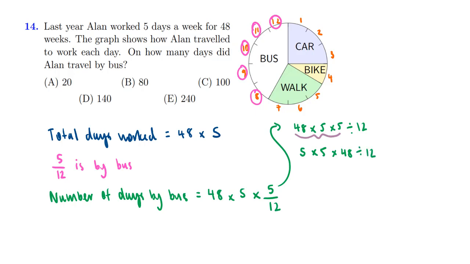Okay, so that's really good. So now I know that 48 divided by 12 is 4. So this is looking much easier already. And then I could next decide to do either 5 times 5 or 5 times 4. Let's just stick with 5 times 4. 5 times 4 is 20. And so now I have 5 times 20 left. And 5 times 20 is equal to 100. So on how many days did Alan travel by bus? C, 100 days.